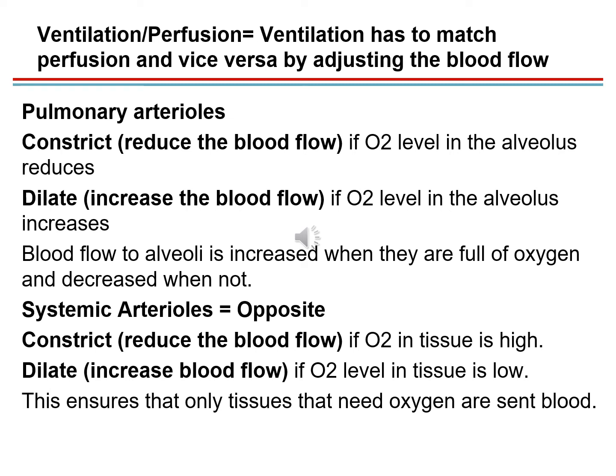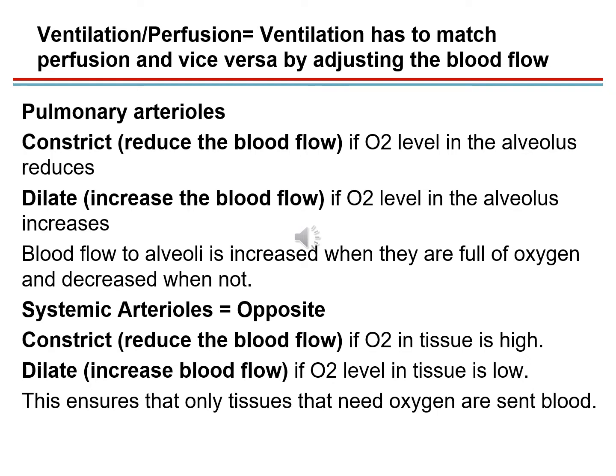On the contrary, the pulmonary arteriole dilates, in other words, increases the blood flow if the oxygen level in the alveolus increases, dilating in order to pick up more oxygen from that alveolus. So the blood flow to alveoli is increased when they are full of oxygen and decreased when they are not full of oxygen. Simultaneously, what happens at the systemic arterioles?